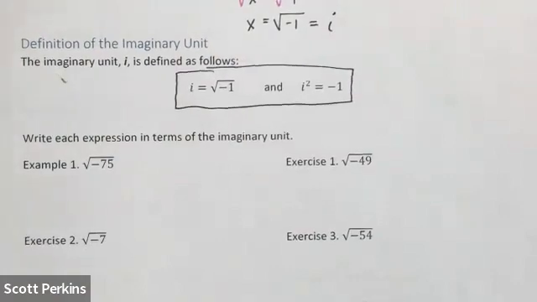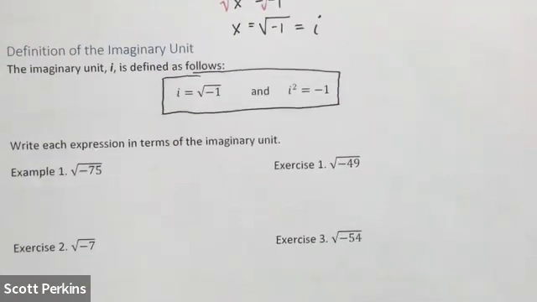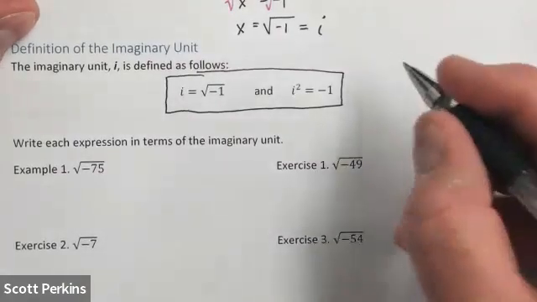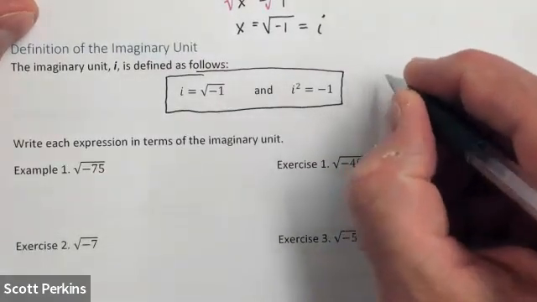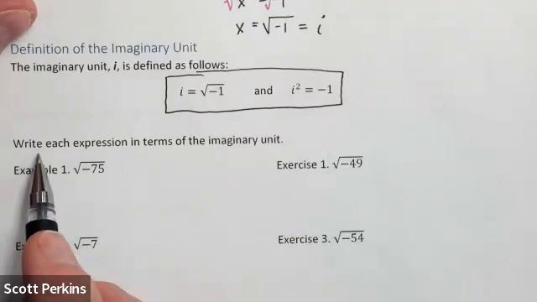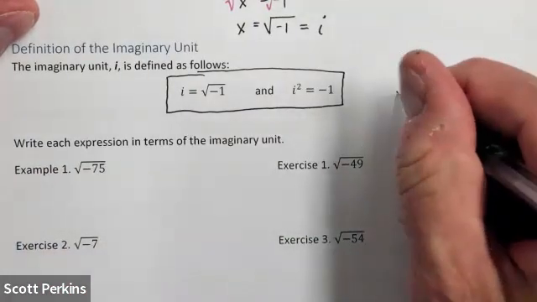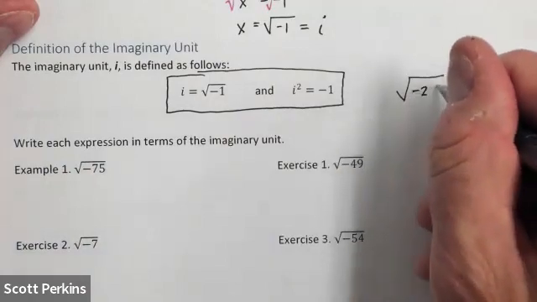So here's an example. It's not on your page. I'm going to start with a little bit of an easier example than my first example. I'm going to use these instructions right here: write each expression in terms of the imaginary unit. I'm going to start with this example right here, the square root of -25.